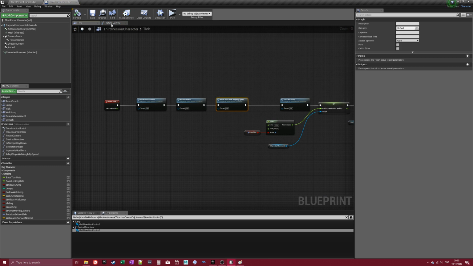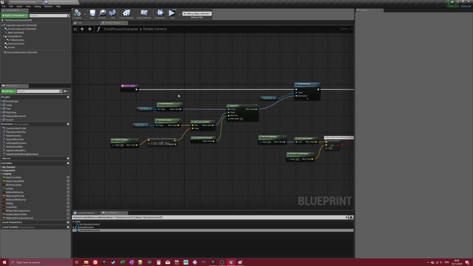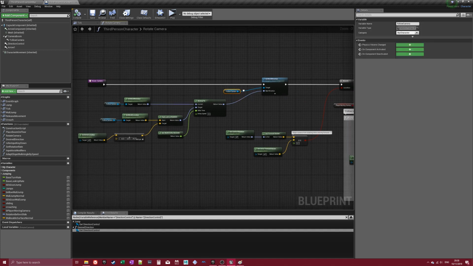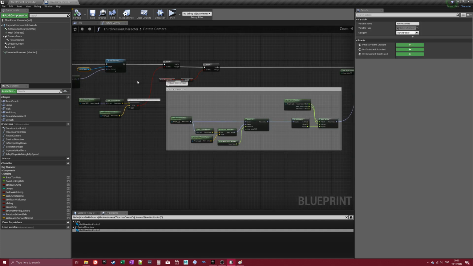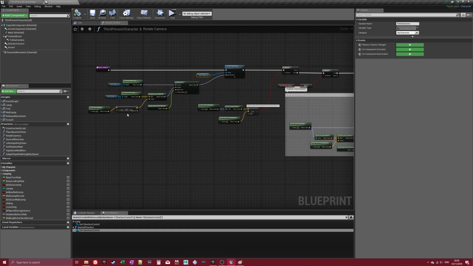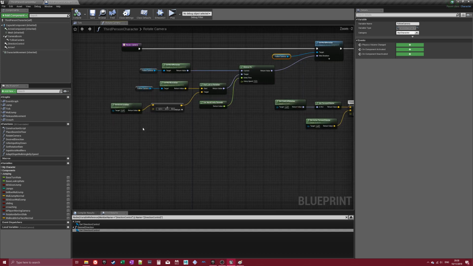It needs to be on the tick. Don't do it anywhere else, because you need it to be running constantly, obviously. So we are going to be doing several things here. The first one, let's see.